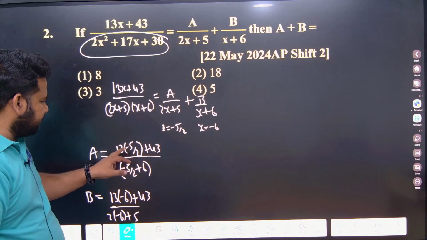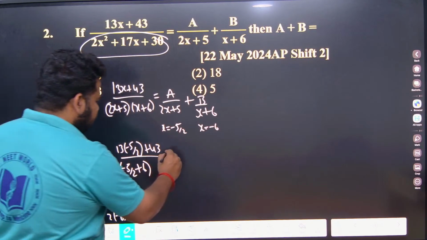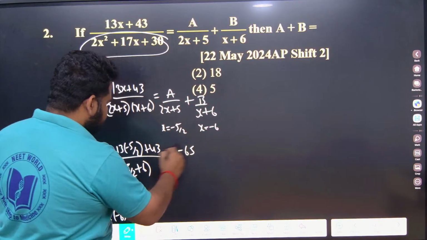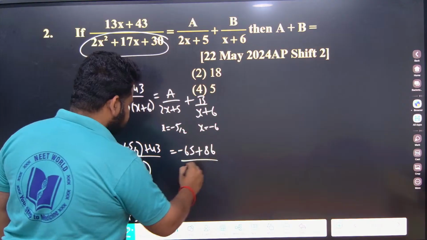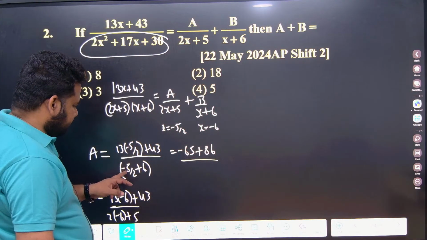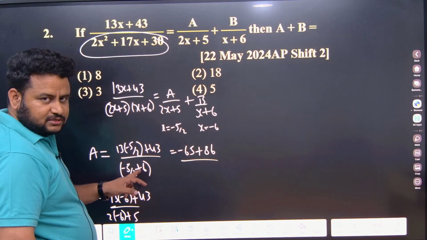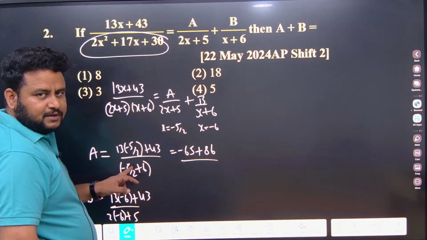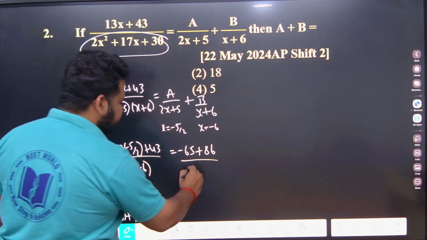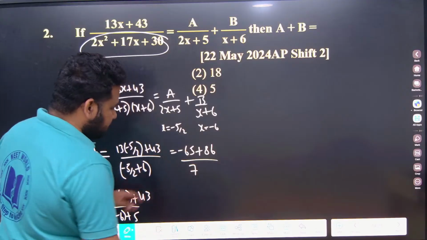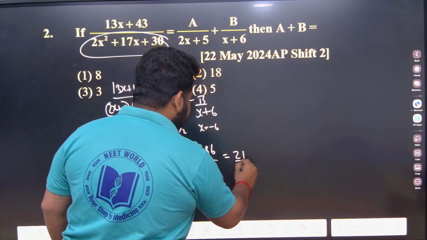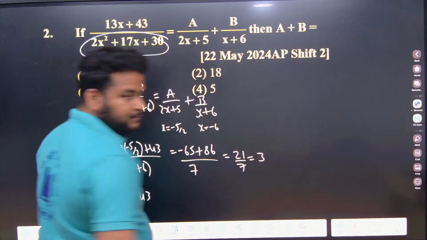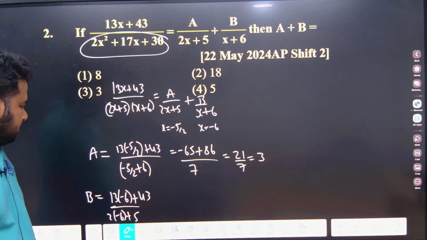So 13 into minus 5 is minus 65. 2 into 43 is plus 86. Divided by 2 into minus 5 by 2, the 2s cancel, so minus 5 plus 12, that is 7. So this will be equal to 21 by 7, that is nothing but equal to 3. So we got the a value as 3. Now let us go for this.